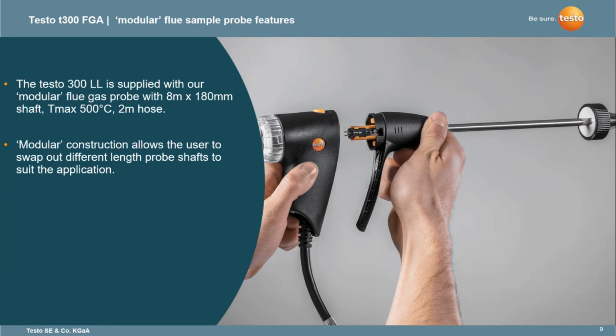There is another benefit of this type of construction. If, for example, the thermocouple fails, you can actually unplug this, plug one of the other probes in, and maybe send that shaft back to Testo service to have the thermocouple replaced while carrying on working. So that's the modular construction.